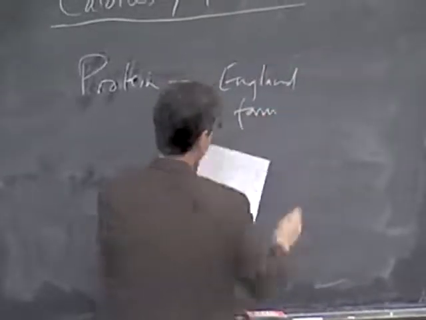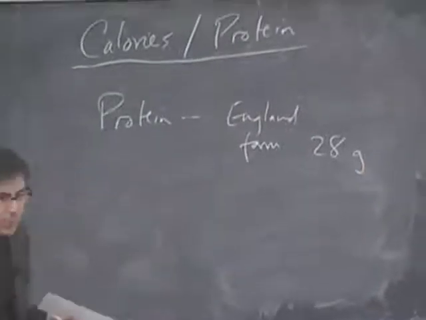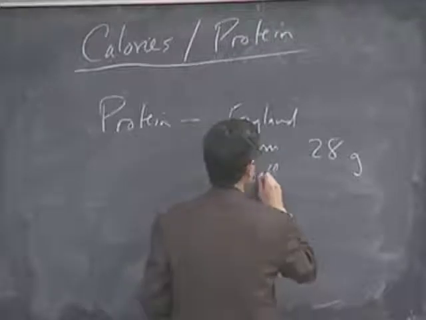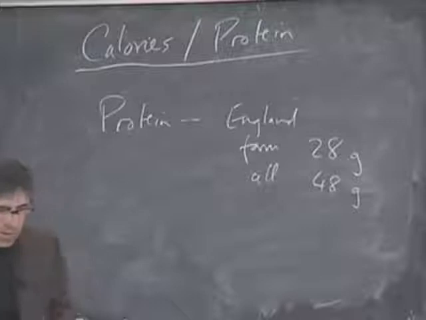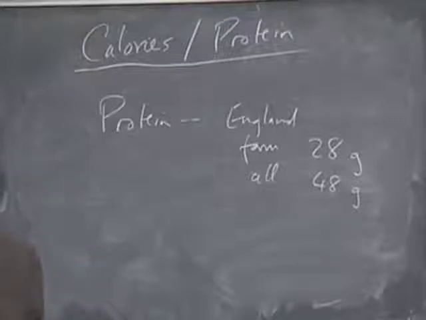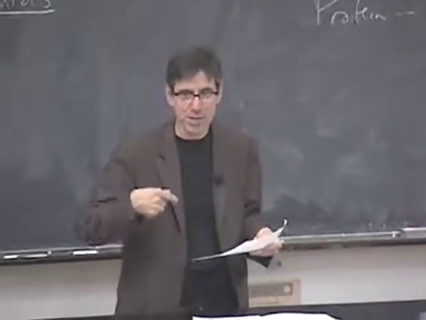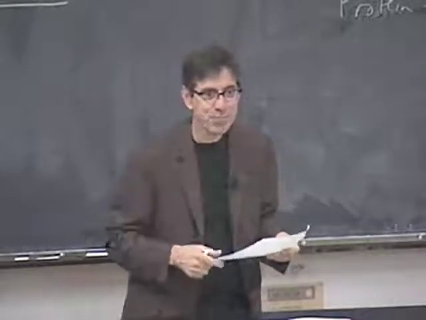So for England, for farm workers, their diet, we think, supplied about 28 grams of protein per day. And for the average person, you got about 48 grams of protein per day. So protein is what you need to maintain muscle strength, and protein demands are relatively independent of how much work you need to do, right? And so if you work a lot more, it doesn't necessarily increase protein demands, but that's what you need in order to maintain body structure.